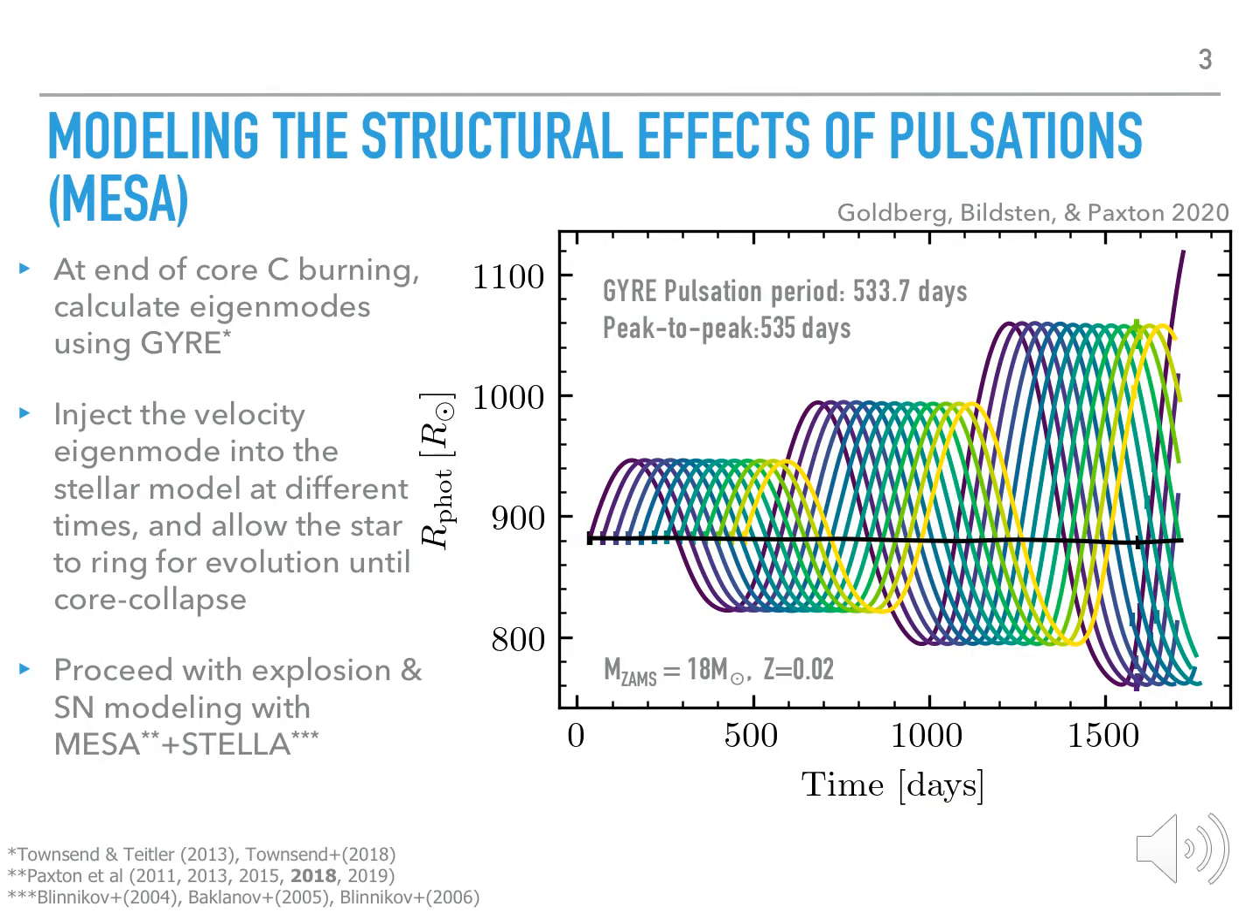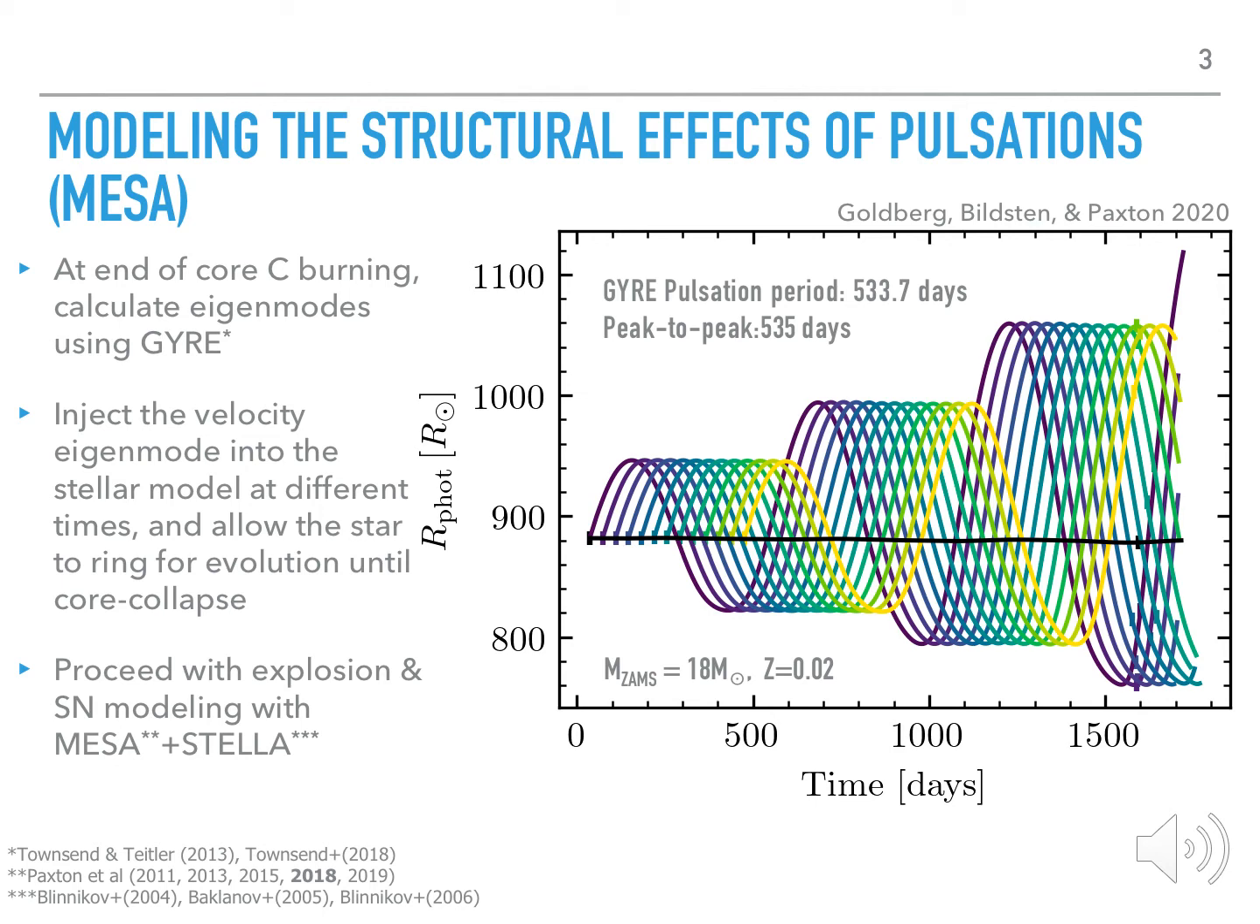In order to model this, we evolved an 18 solar mass star in MESA up until the end of core carbon burning. We then calculated the eigenmodes of the pulsation using the code GYRE, and took the velocity eigenmode and injected it as a kick into the stellar model at different times, with amplitudes tuned to get realistically large pulsations, so we weren't concerned with mode growth, rather just getting the structure right.